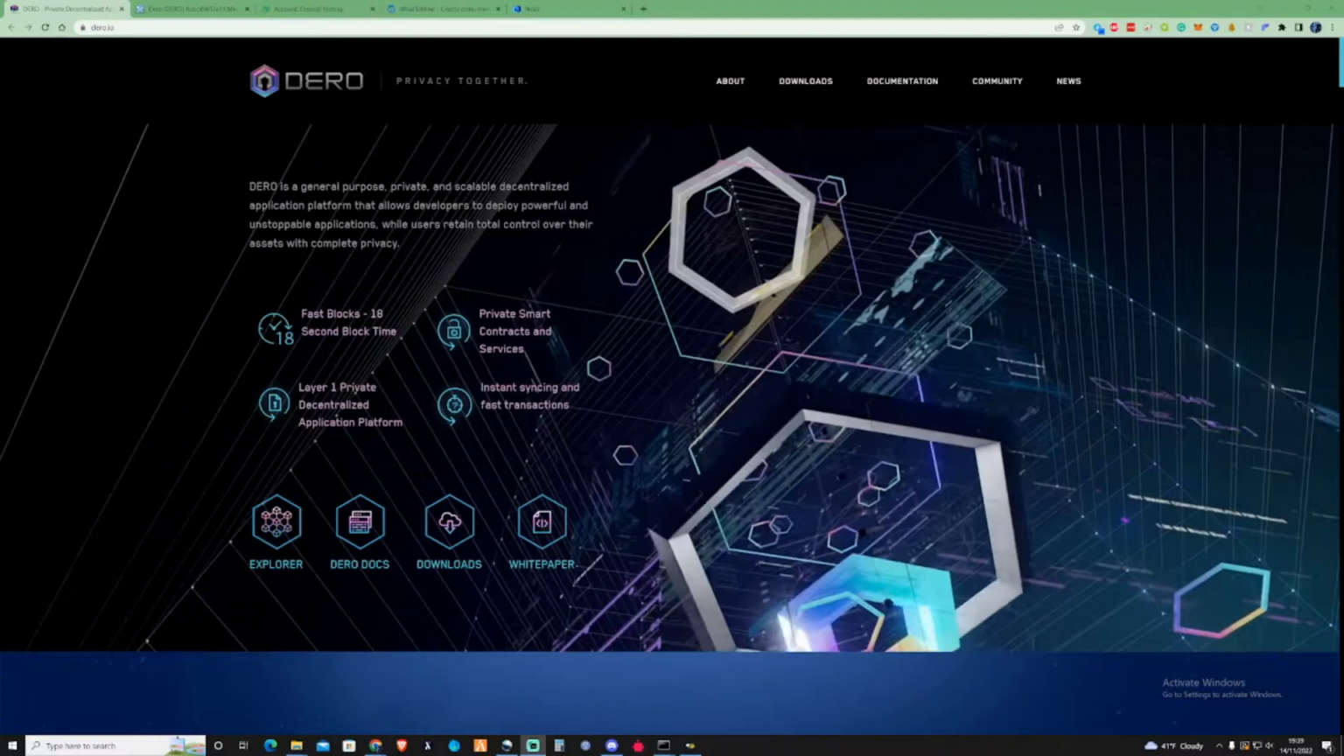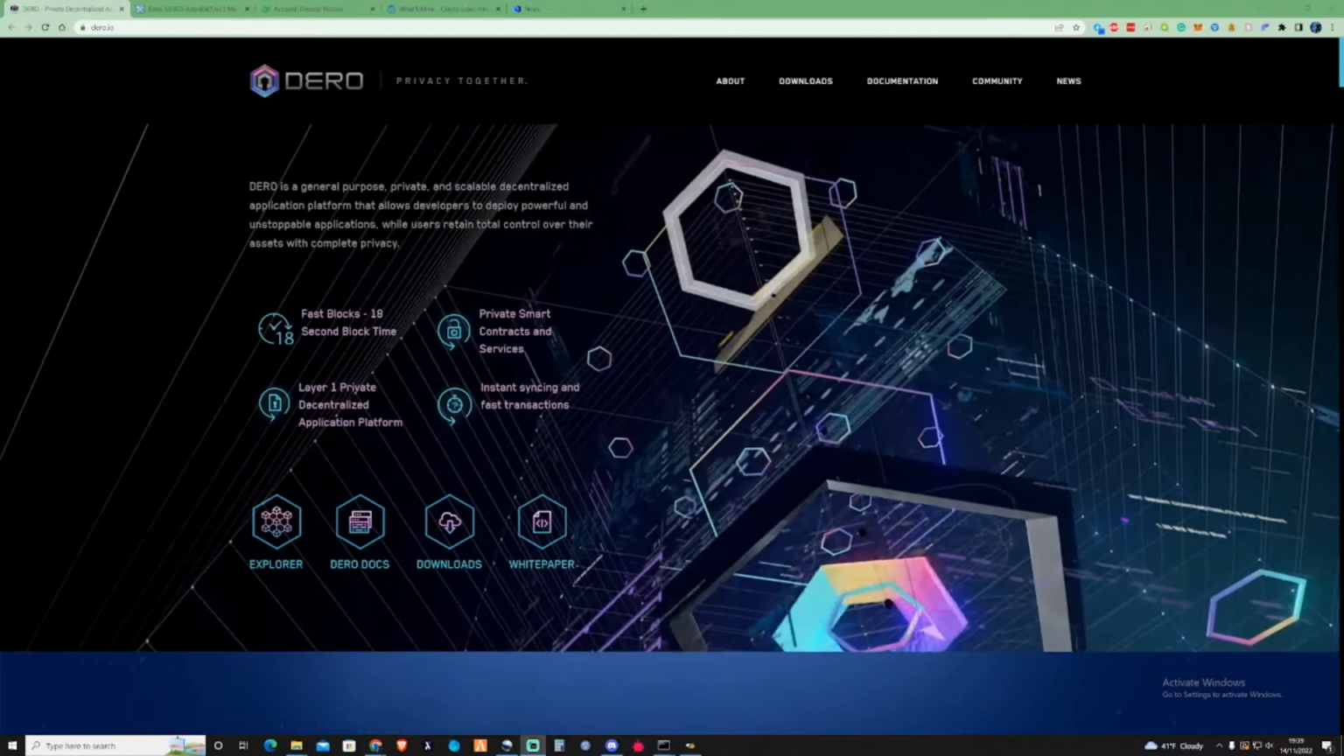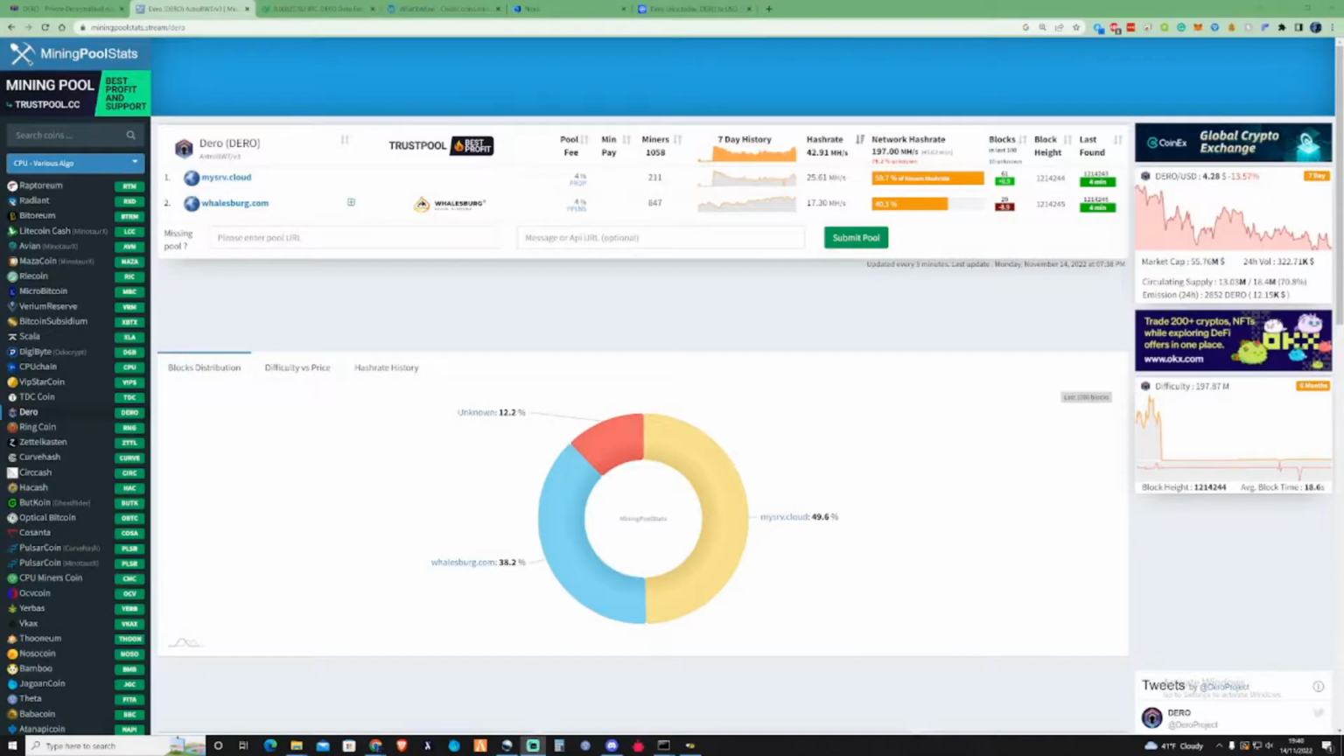I'm going to be going over my past 3-day miner results for Dero, and also why you guys probably should jump onto it. It does seem to be the most profitable mine at this moment in time. As I said, Dero is looking like the most profitable at the moment for CPU miners.